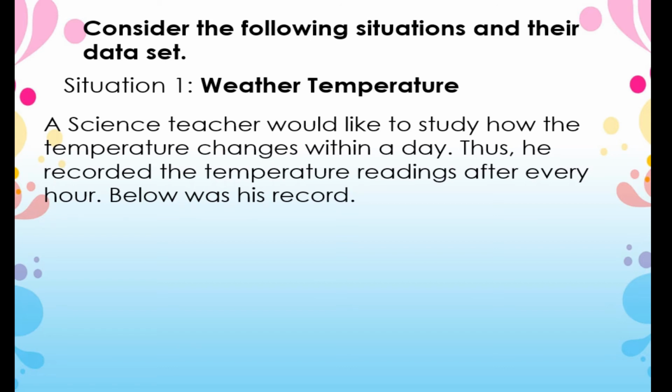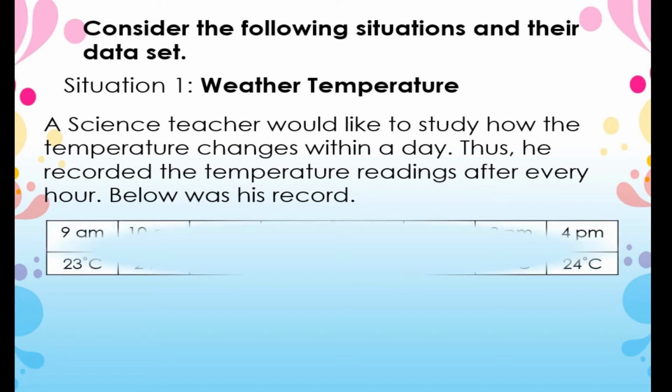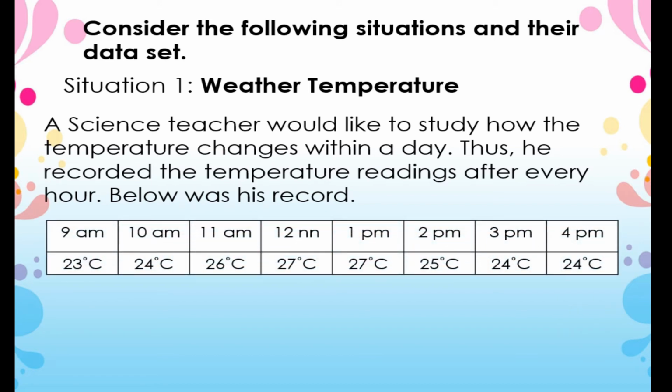A science teacher would like to study how the temperature changes within a day. Thus, he recorded the temperature reading after every hour. Below was his record. 9 a.m., 23 degrees Celsius, 10 a.m., 24 degrees Celsius, 11 a.m., 26 degrees Celsius, 12 noon, 27 degrees Celsius, 1 p.m.